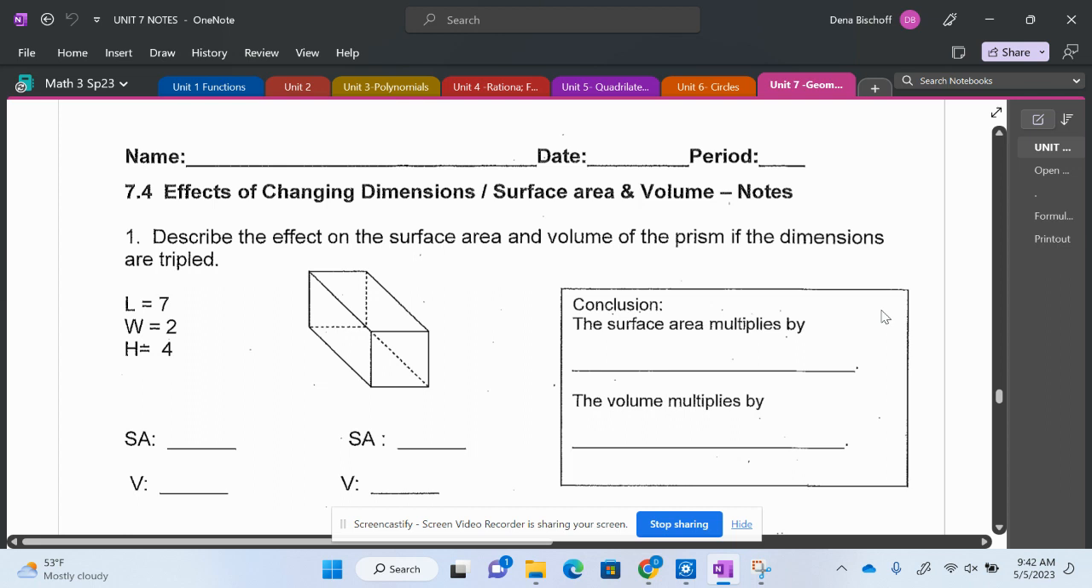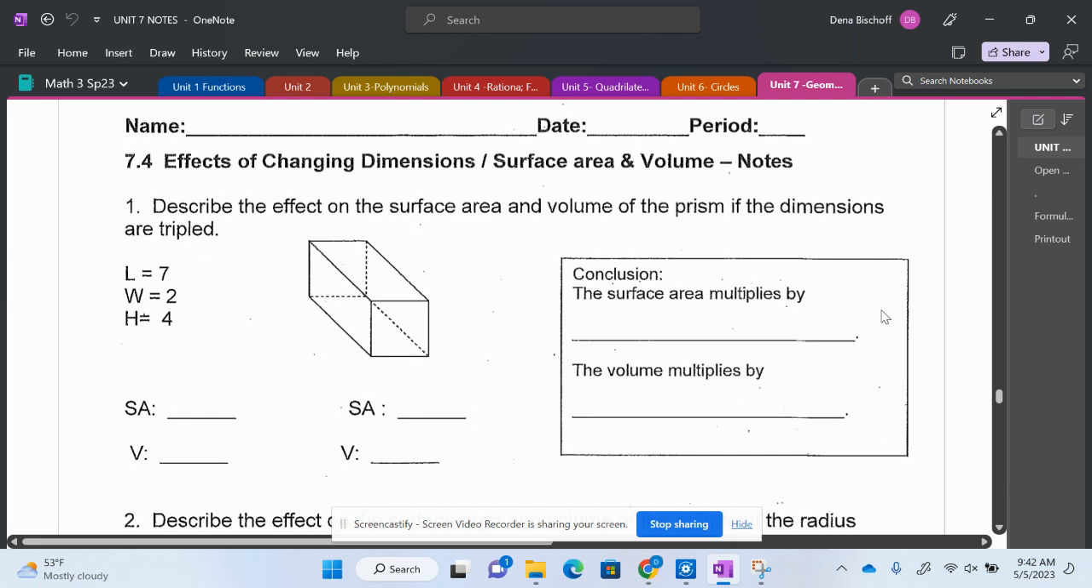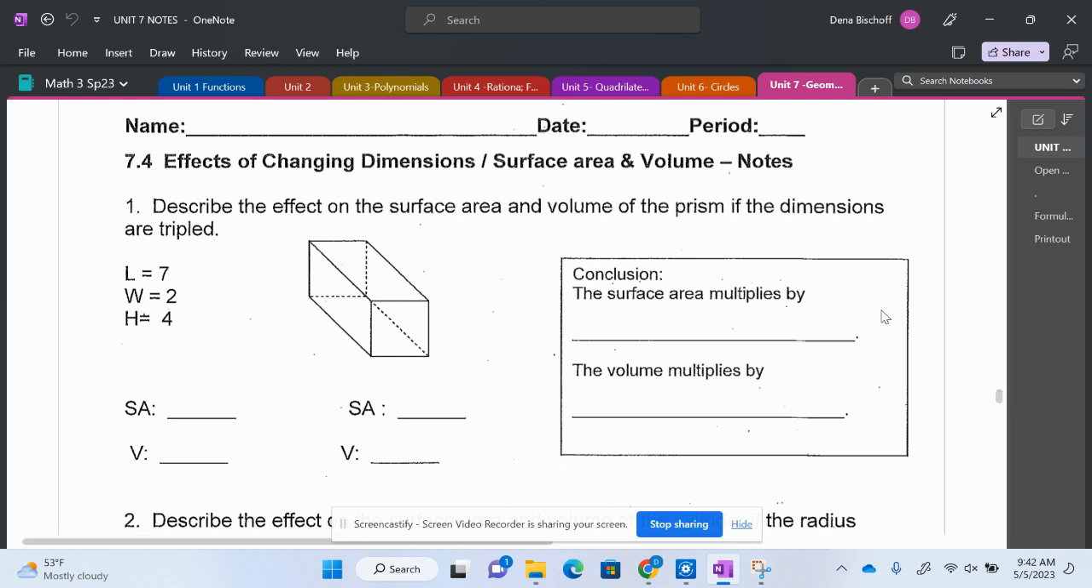of changing dimensions. This should have been something that you learned in middle school, but I'm not going to assume that you know it, so we'll just kind of talk about it.